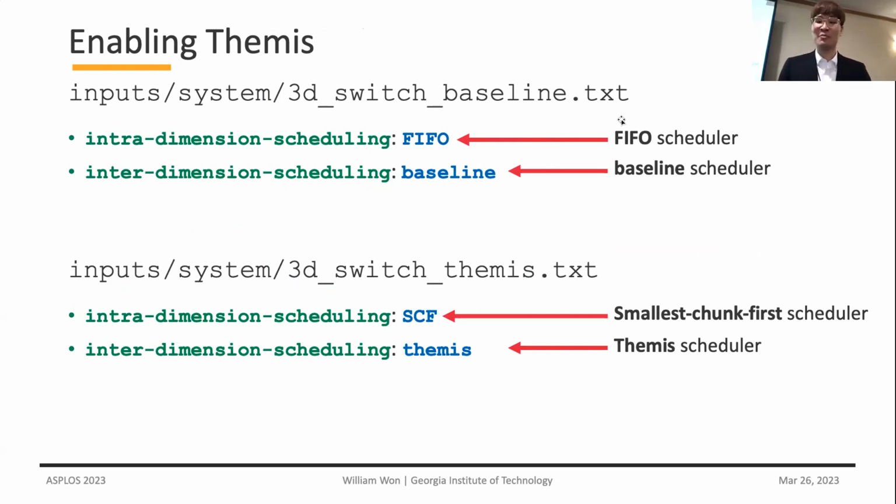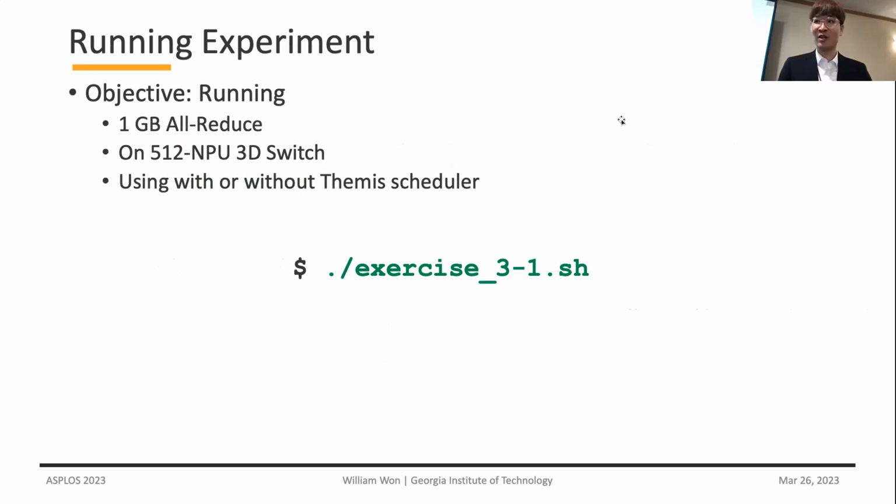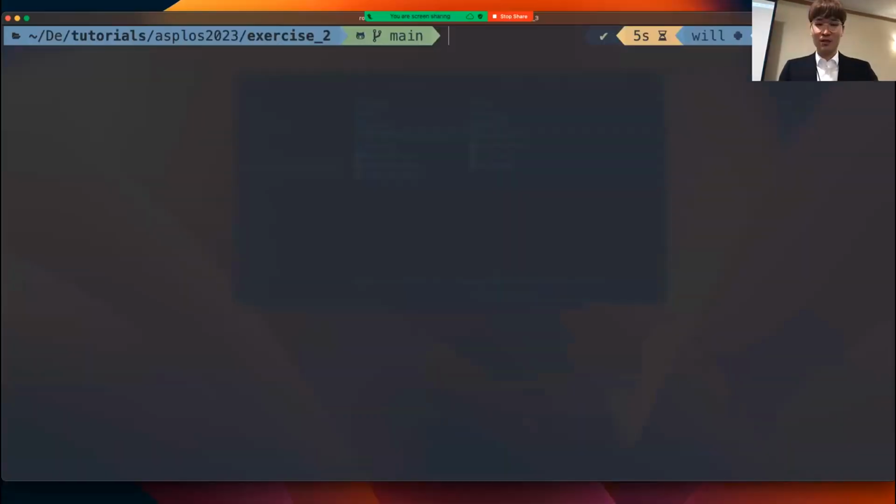But to enable Themis, we can create another system info file which uses smallest chunk first for the intra-dimension scheduling and the Themis scheduler for the inter-dimension scheduling. Again, the details can be found in this paper. So with the updated system info file, we can run this 1 GB all-reduce on the 3D switch and see how the bandwidth utilization differs.